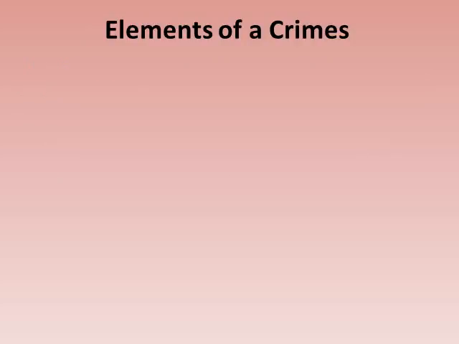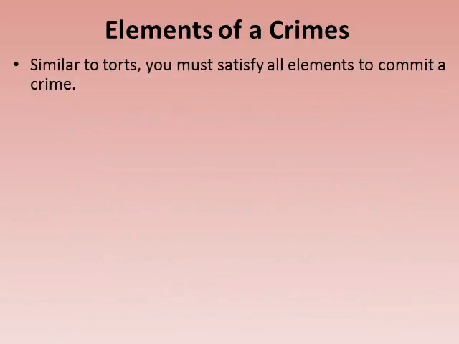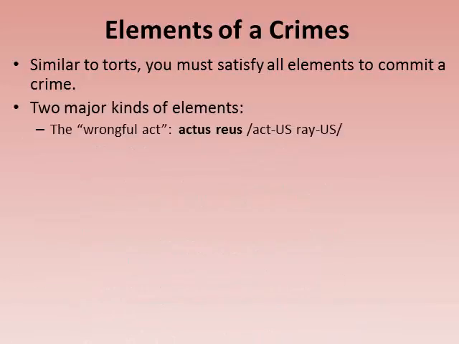Let's talk now about the elements of a crime. Similar to a tort, you have to have satisfied all elements of a crime in order to have committed it. Remember, with torts like negligence, we have 5 elements. You have to have all of them. If one is missing, you're not guilty of negligence. Well, similarly, each crime has elements required of it as well, and we can break those into 2 major types. First of all, we have to have a wrongful act. Actus reus is the term in Latin.